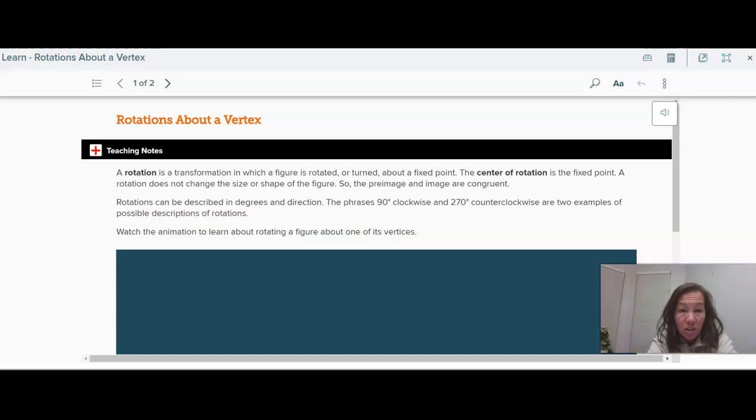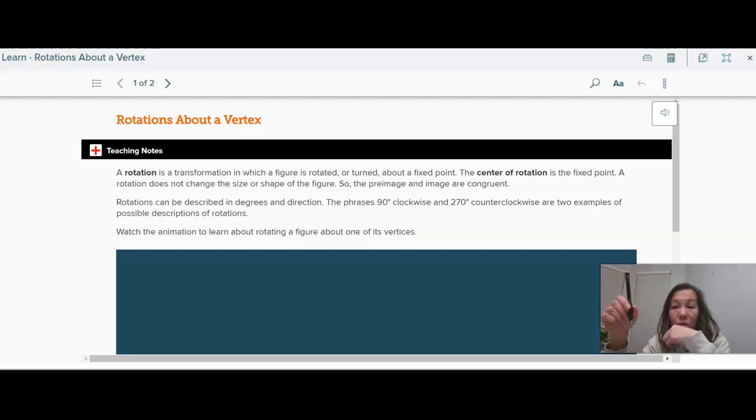A rotation is exactly what it says. A transformation when a figure is rotated or turned about a fixed point. So if I were to take an object and just turn it. Like with reflections, we flip it, right? Flip it like that. But here we're just taking that object and turning it, rotating it a certain amount over a certain point.